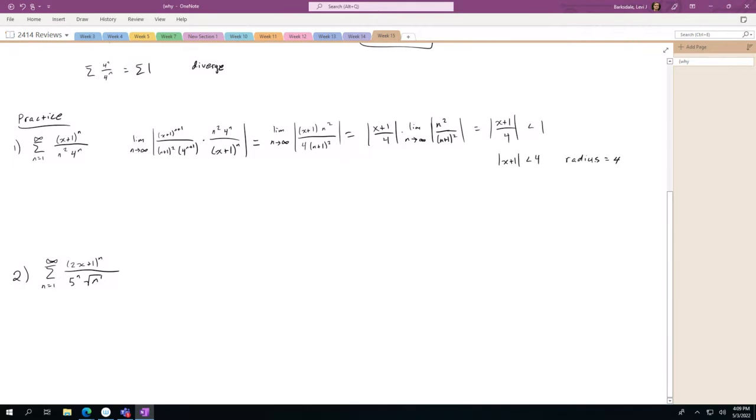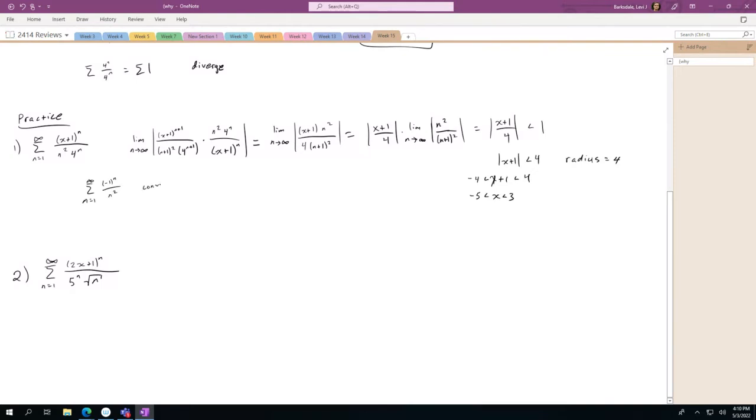Next, we need to check and see if the endpoints converge. So again, we would say that negative 4 is smaller than x plus 1 is smaller than 4, so then negative 5 is smaller than x is smaller than 3. Our first endpoint of negative 5, we would take the sum from n equals 1 to infinity. Negative 5 plus 1 is negative 4. Negative 4 to the n over 4 to the n is negative 1 to the n over n squared.